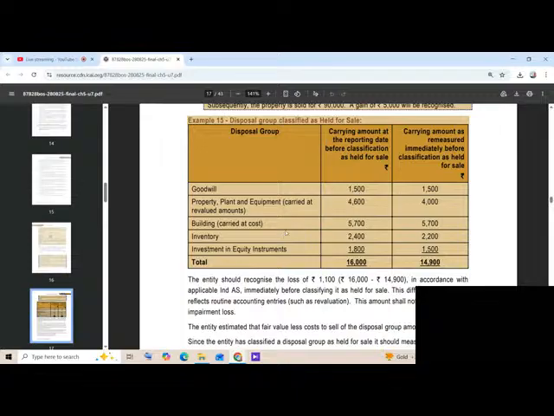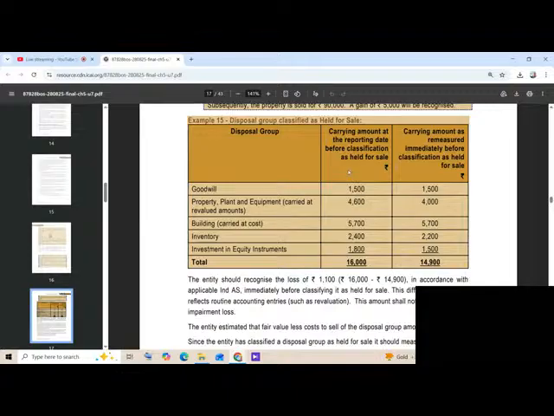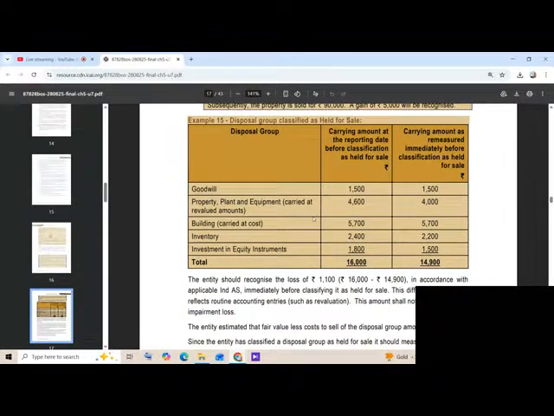Disposal group classified as held for sale. The entity's carrying amounts are given at the reporting date before classification as held for sale. Carrying amount as remeasured immediately before classification as held for sale. So we'll consider the figures immediately before classification as held for sale. So there's goodwill at 1500, PPE at 4000, building at 5700, inventory 2200, investment in equity 1500.